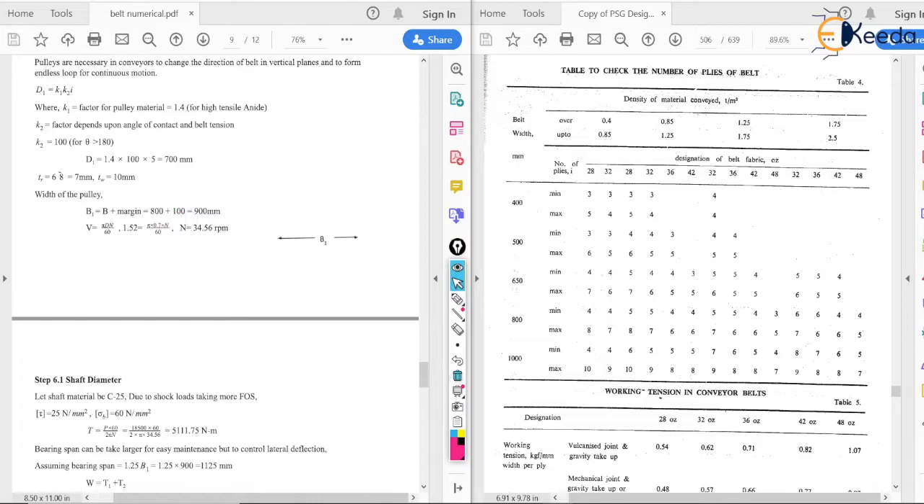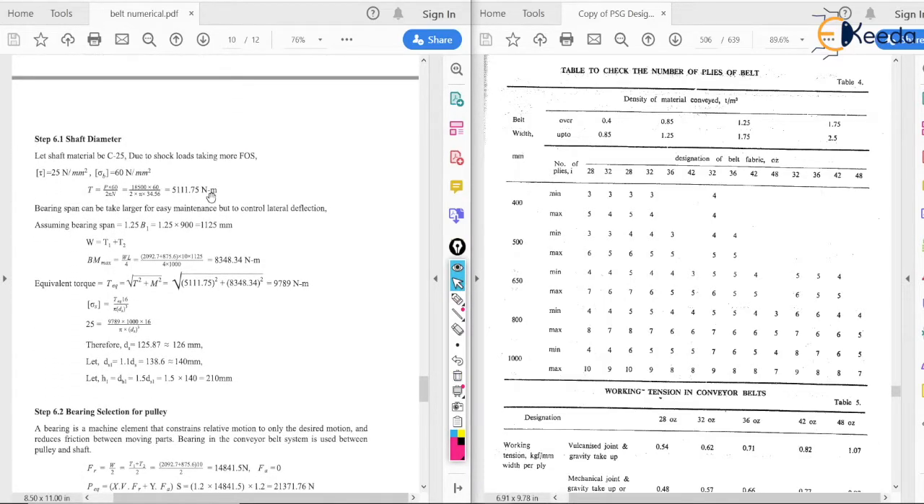Now we are going to move next to the shaft diameter. For the shaft diameter we are going to assume the material C25, and due to shock loads we are taking a higher FOS, factor of safety. So shear stress we have taken 25 Newton per mm square and sigma b is 60 Newton per mm square. Now from this we are going to calculate torque. We know the P value, we know the N value, so all values are known to us. So torque is equal to 5,111.75 Newton meter.